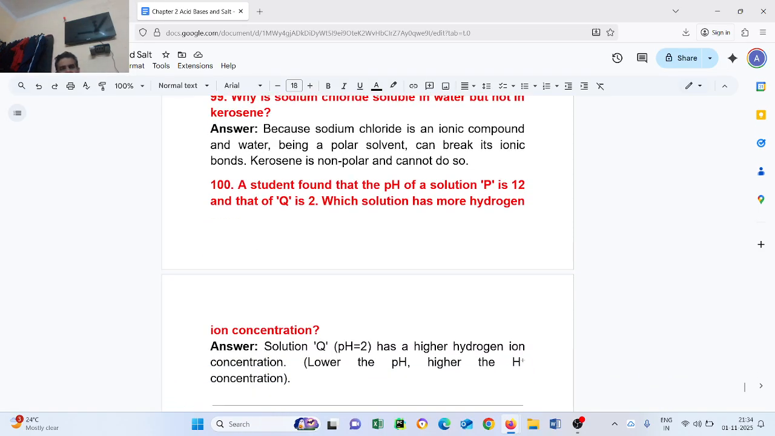Question number 100. A student found that the pH of solution P is 12 and that of Q is 2. Which solution has more hydrogen ions? Solution Q. pH 2 has a higher hydrogen ion concentration. Lower the pH, higher the hydrogen ion concentration.